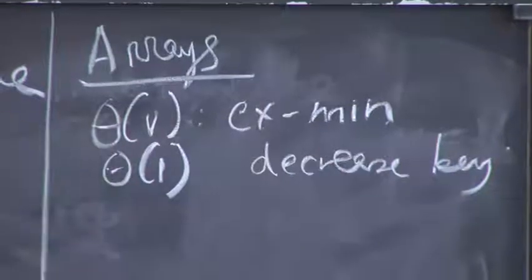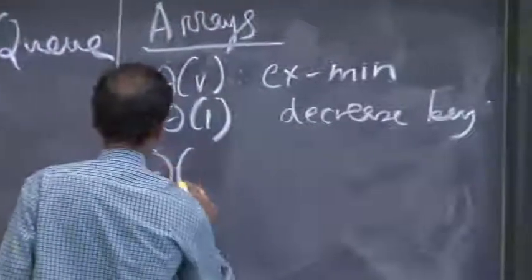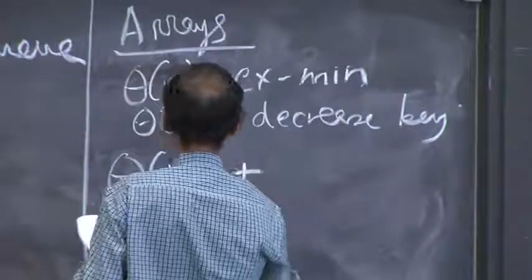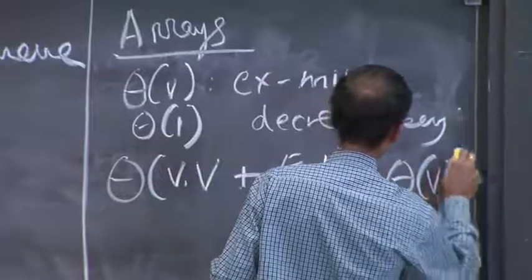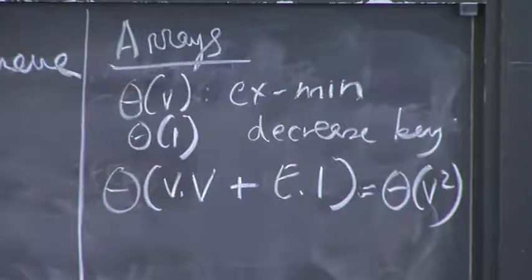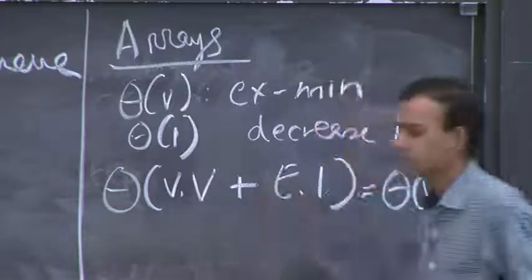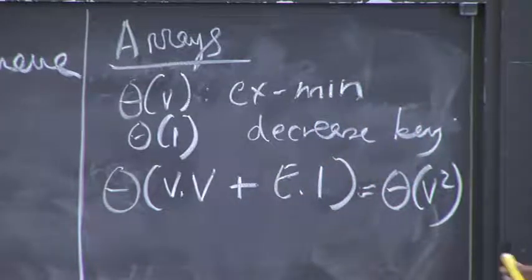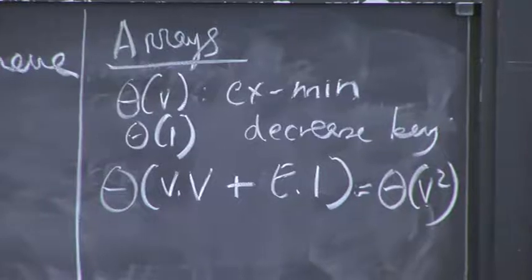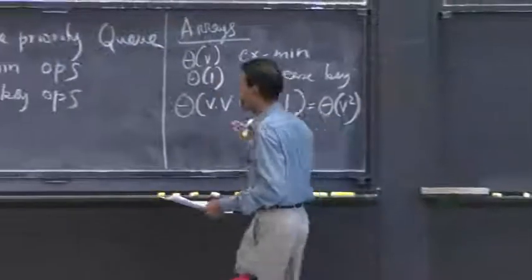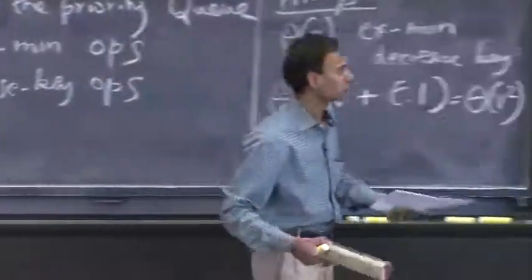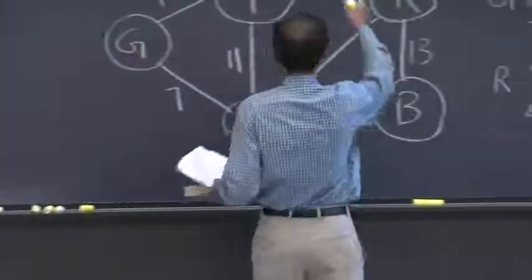And if I do the multiplication, I get theta of V times V plus E times 1, a constant, which is theta V squared. Because I know that E is order V squared. If I have a simple graph, it may be a complete graph, but we talked about this last time, E is at most V squared. So I can just call this theta V squared. All right? So we have a theta V squared Dijkstra implementation that uses an array structure. But do we want to use an array structure? What data structure should we use?